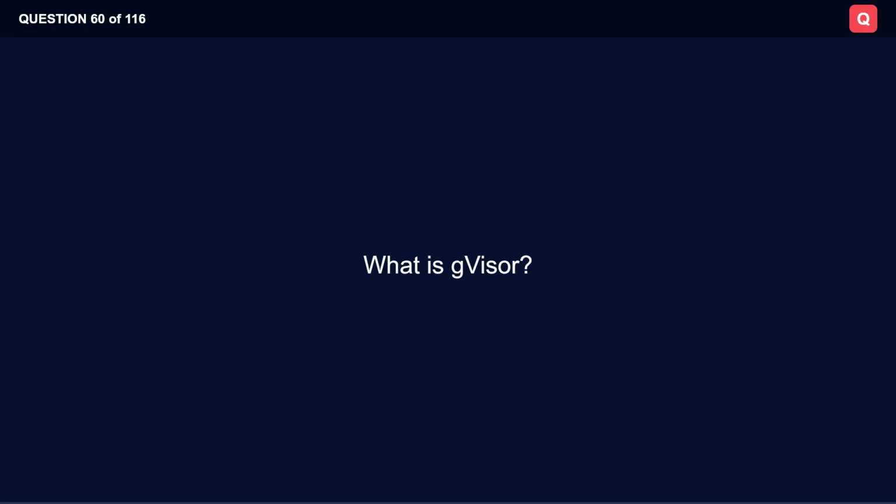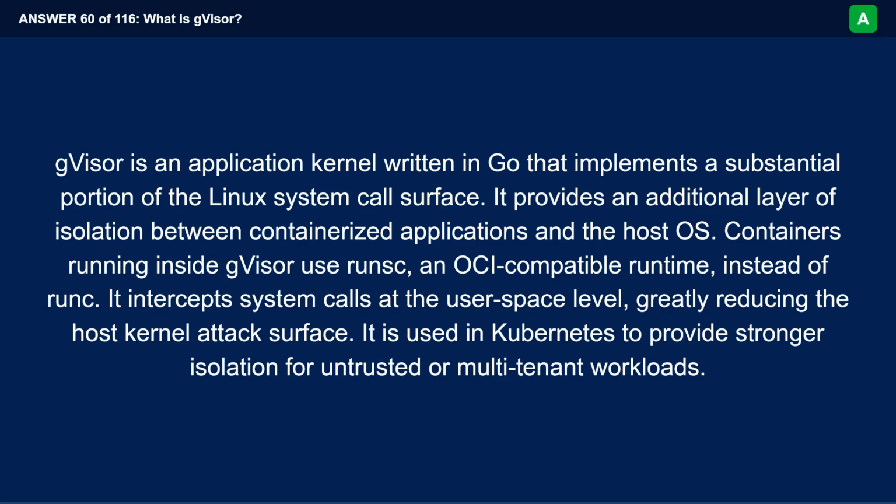What is gVisor? gVisor is an application kernel written in Go that implements a substantial portion of the Linux system call surface. It provides an additional layer of isolation between containerized applications and the host OS.